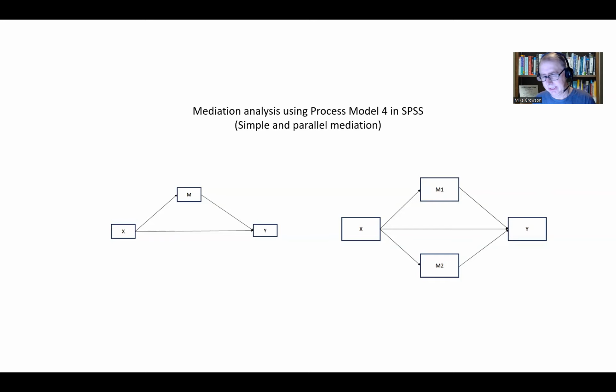The second example is going to build on that simple mediation model by adding in covariates. And then the third demonstration is going to entail a parallel mediation model that's being tested.